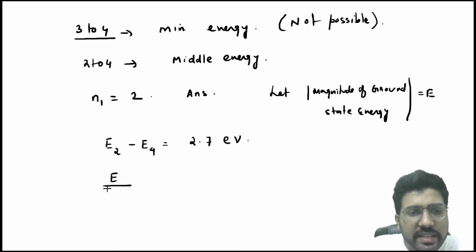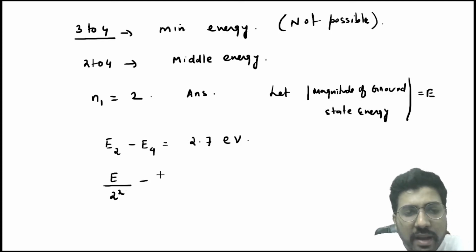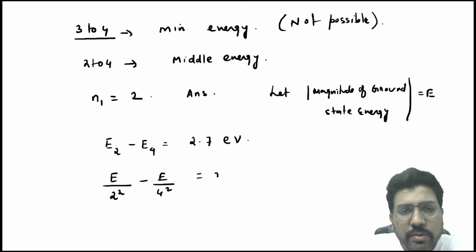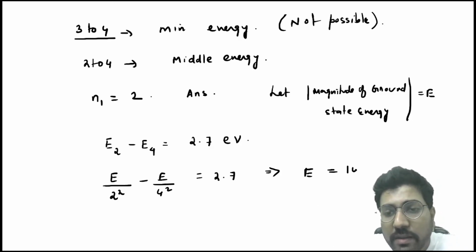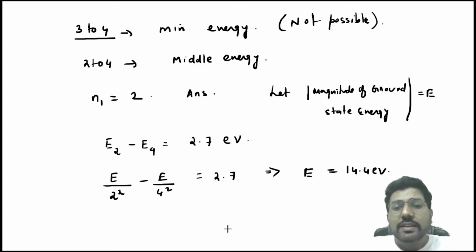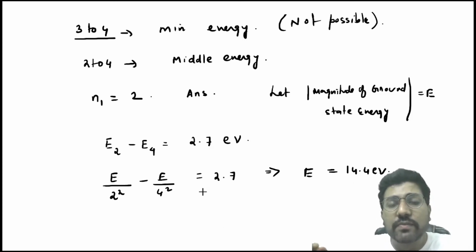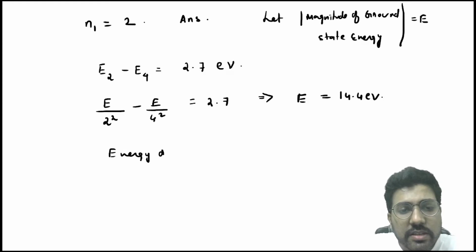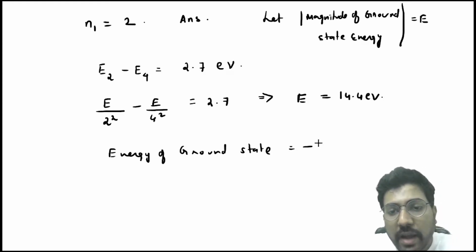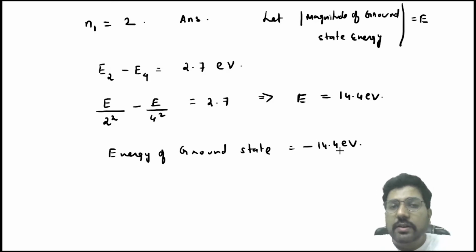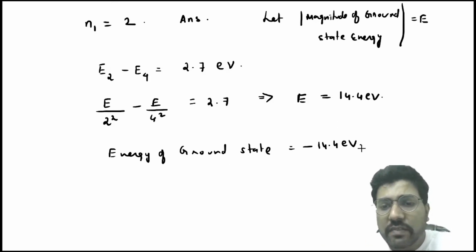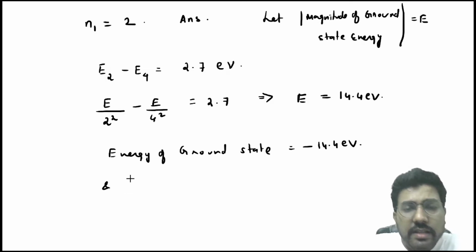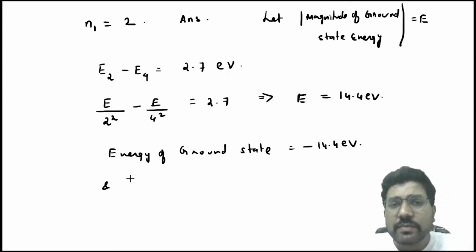From this I will write E/2² − E/4² = 2.7, and from this I will get E = 14.4 electron volt. So the energy of the ground state is −14.4 electron volt. Now this is different from the hydrogen atom, right? Because in the hydrogen atom the energy of the ground state is −13.6.